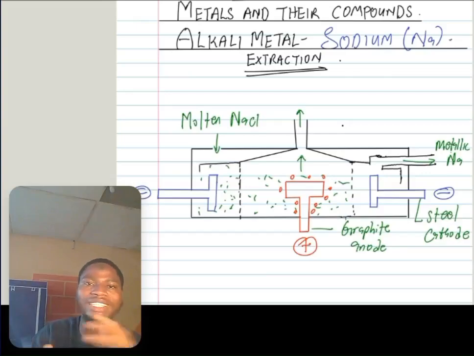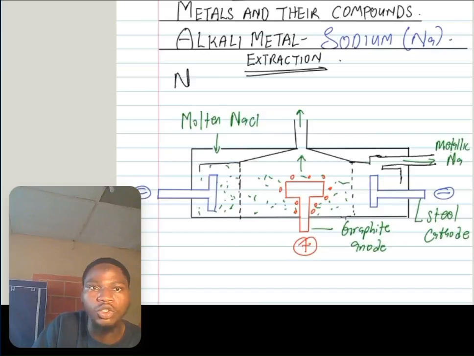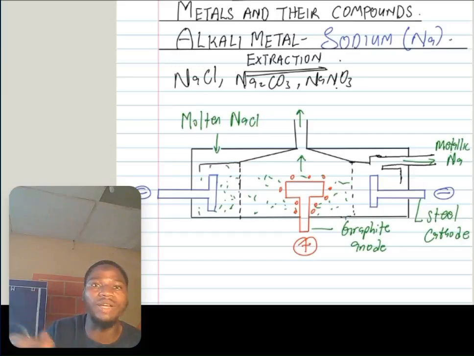Now, let's look at the extraction of sodium. You see, sodium can exist in different combined states. For example, sodium chloride, sodium trioxocarbonate (IV), in fact, sodium trioxonitrate (V). These are the natural forms in which sodium can exist. Remember, it is highly reactive. It cannot exist free in nature. That is not possible.